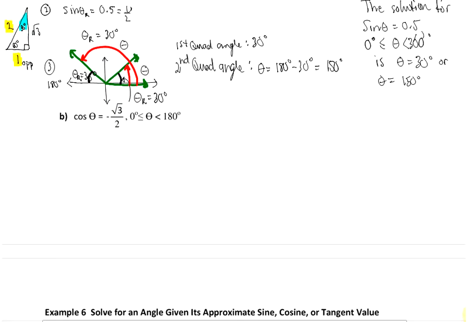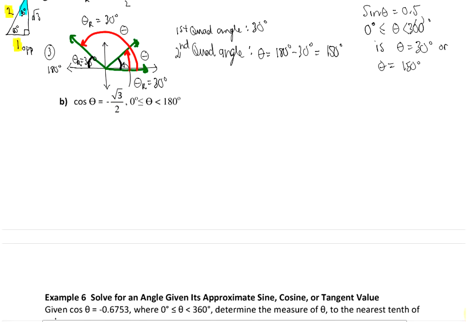So now let's take a look at our next example, B. We are asked to solve cos of theta equals negative root 3 over 2. And take a look at your restrictions now. Your angle theta can only be between 0 and 180 degrees, which means that there's only a possibility that it could either be in the first quadrant or the second quadrant. Okay, no other quadrants. So let's determine which of the two it is.